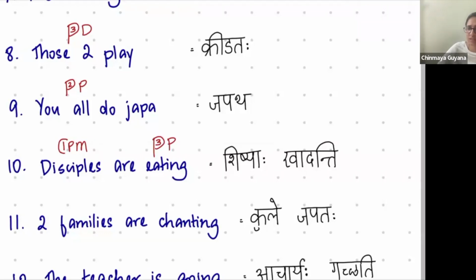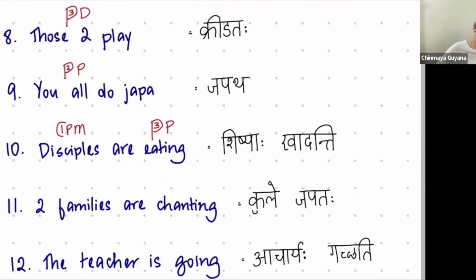Some might be wondering, is it disciples eat or disciples are eating? This present tense verb that we're using, you can translate it as they eat or they are eating. Whichever one in context makes sense, it's fine.